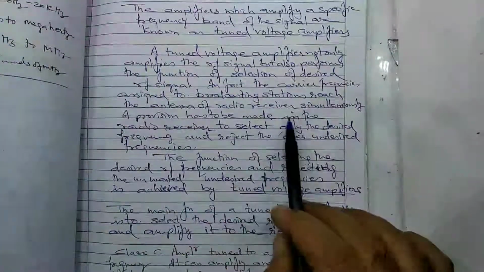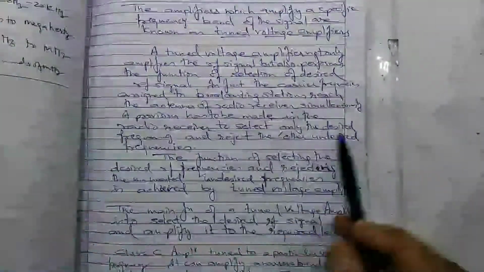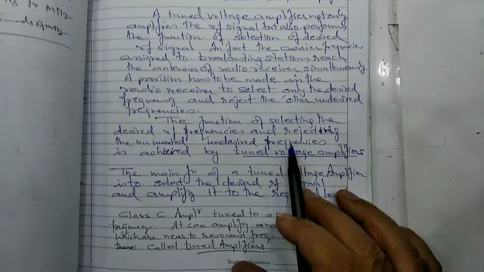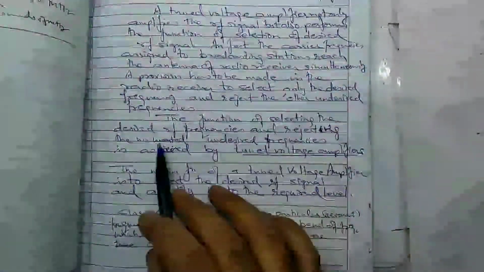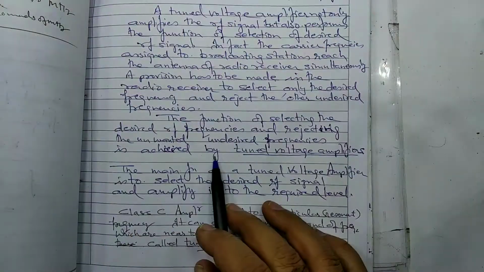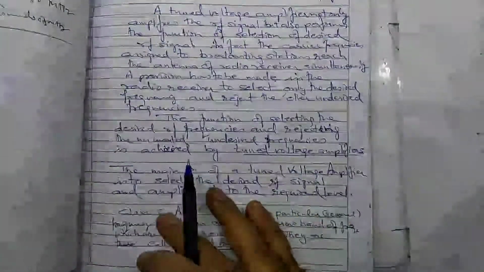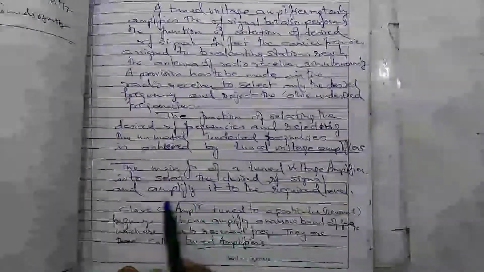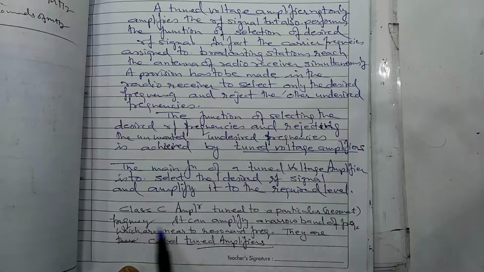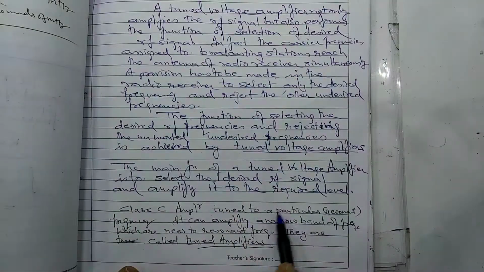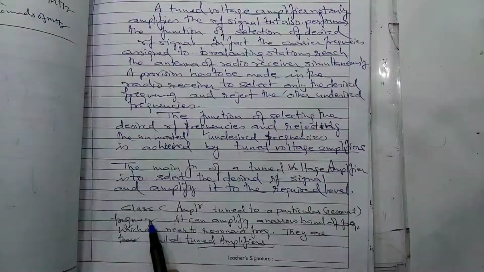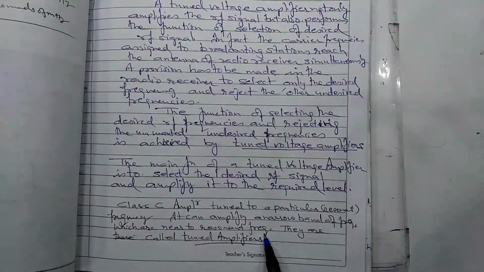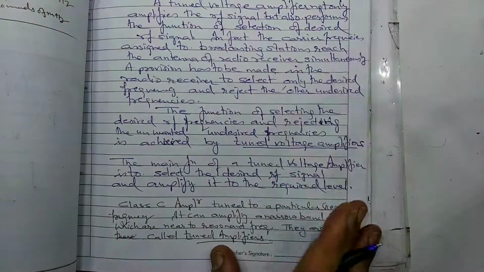A provision has to be made in the radio receiver to select only the desired frequency and reject the other undesired frequencies. The function of selecting the desired RF frequency and rejecting the unwanted frequencies is achieved by the tuned voltage amplifier. The main function of a tuned voltage amplifier is to select the desired RF signal and amplify it to the required level. Class C amplifiers are tuned to a particular resonant frequency. They can amplify a narrow band of frequencies which are near the resonant frequency. They are called tuned amplifiers.